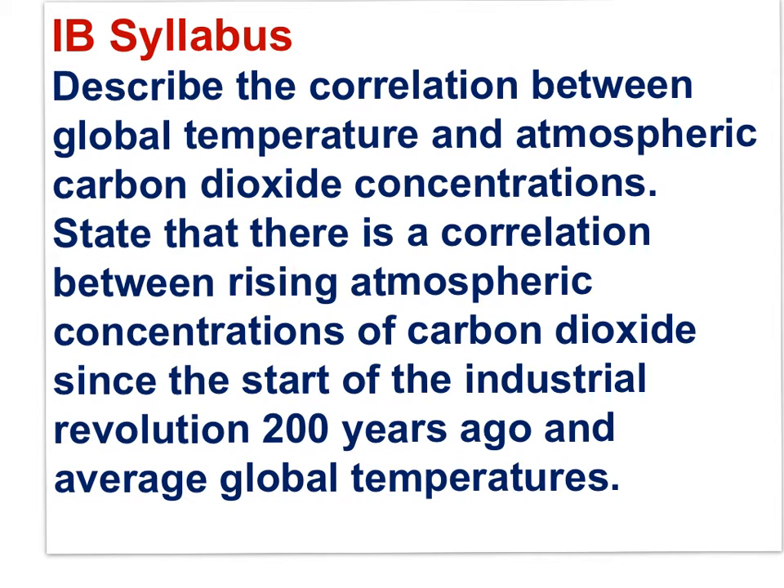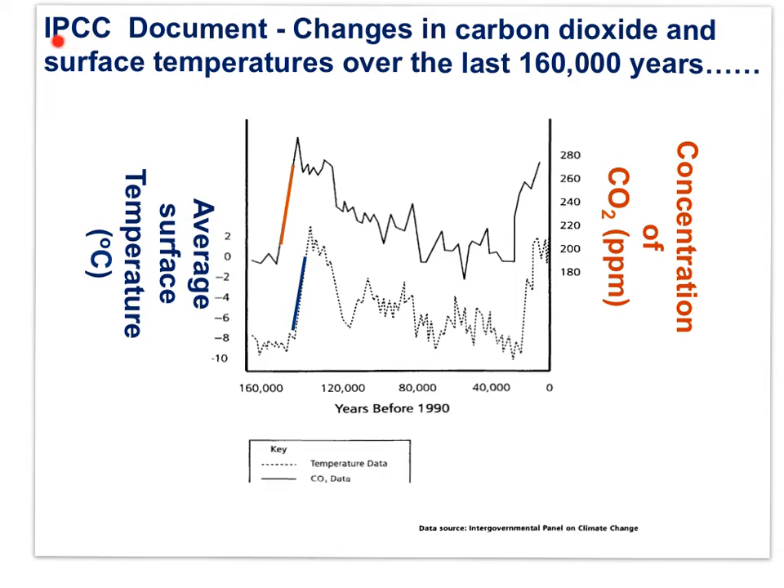State that there is a correlation between rising atmospheric concentrations of carbon dioxide since the start of the Industrial Revolution 200 years ago and average global temperatures. The Intergovernmental Panel on Climate Change put out this graph showing the correlation between past temperatures and carbon dioxide concentrations in the atmosphere. What's interesting is that it shows carbon dioxide increasing and temperature increasing, but that the temperature increases after the carbon dioxide increases, and that there's a time lag.